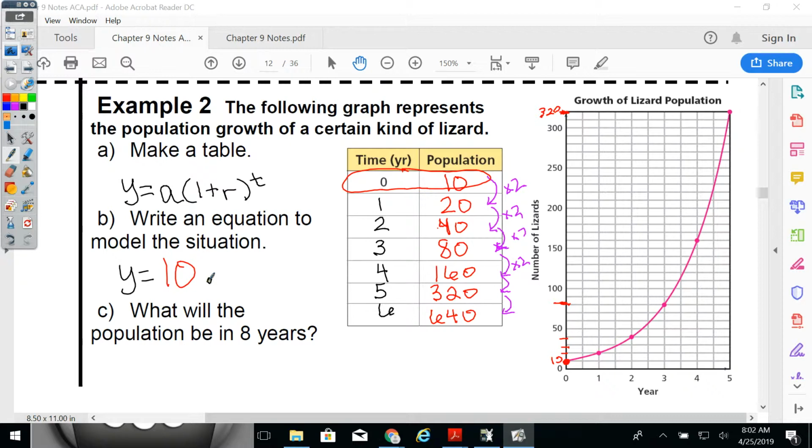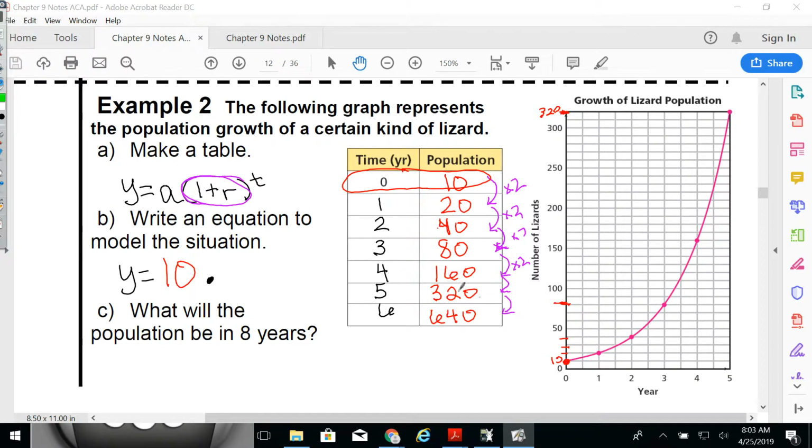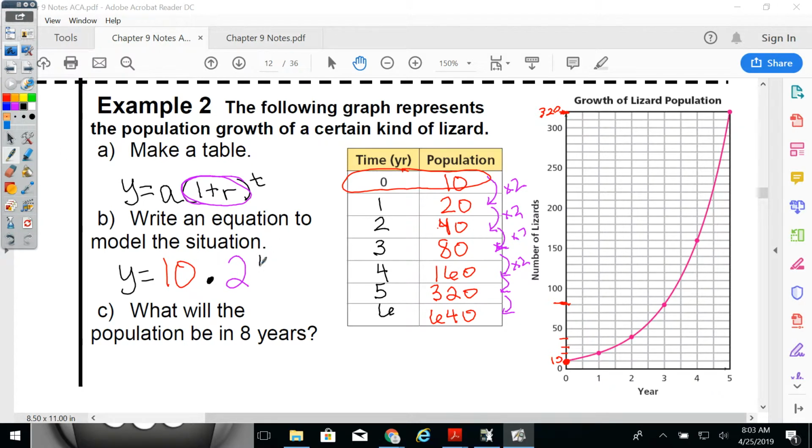And then we do times. We don't know the rate, but we know the whole growth factor. The growth factor, this whole thing, is what we're multiplying by. So we're multiplying by 2, and then we're going to raise that to the t power because time is in years. All right, so what is the population in 8 years? We could just continue our model, our table, to get to 8 because there's only 2 more, or we can use the equation that we generated here.